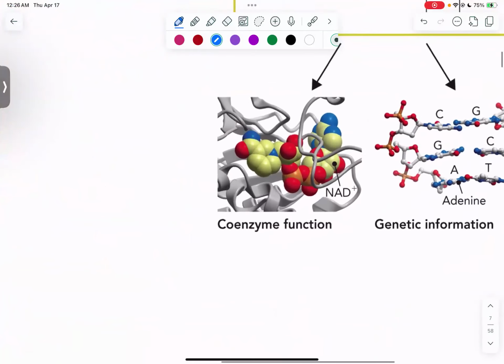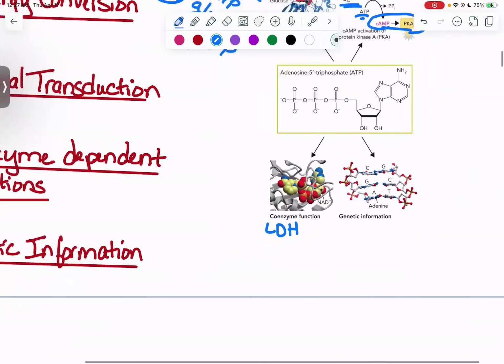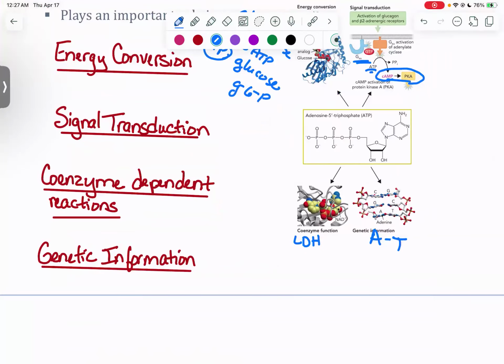Coenzyme dependent function, right? So this is NAD, nicotinamide adenine dinucleotide. Why do we need this? Pick an example. It doesn't matter which one you pick. The one that I'm going to pick, because I love our lab, is lactate dehydrogenase. The lactate dehydrogenase reaction requires NAD as a cofactor inside of it. So you can pick any reaction you want to describe it. And then genetic information, right? A's and T's, base pairs in DNA to store our genetic information, right?